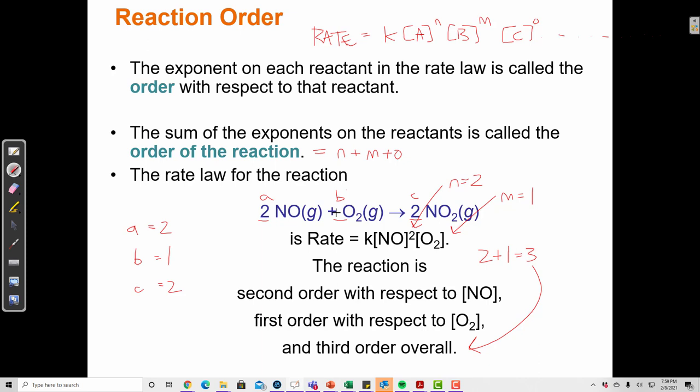We'll look at some other examples here, and I just want to point out that this is little n and this is little m, and this is little a, and this is little b, and this is little c, and little a does not necessarily equal little n, and little b does not necessarily equal little m. These are different: this number, the coefficient, and this number, the order. They just are coincidentally the same in this reaction. So let's look into some more examples.